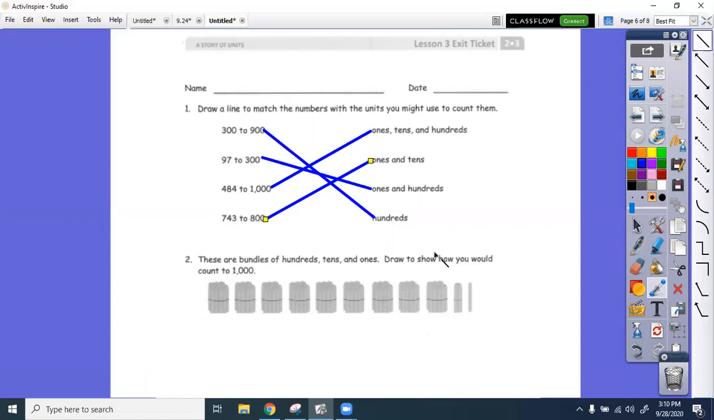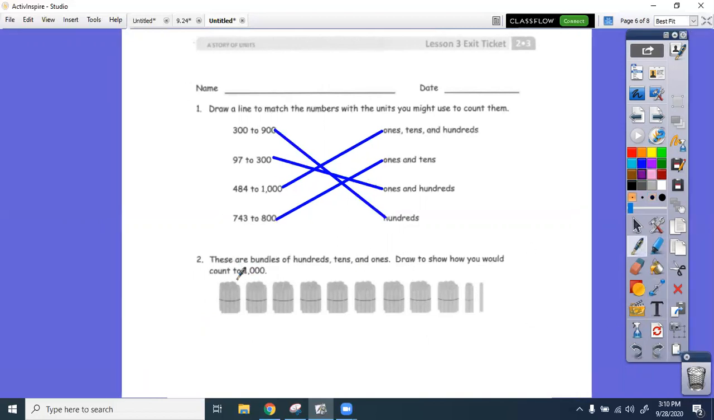Now, let's look at what we have on the next question. It says, these are bundles of hundreds, tens, and ones. Draw to show how you would count to 1,000. Oh my goodness, not 1,000. So we're here with 100, 200, 300, 400, 500, 600, 700, 800, 900, 910, 911. So we're right now at 911, and you're going to go from 911 to 1,000. Show me what you think you would do. Pause here to do it.